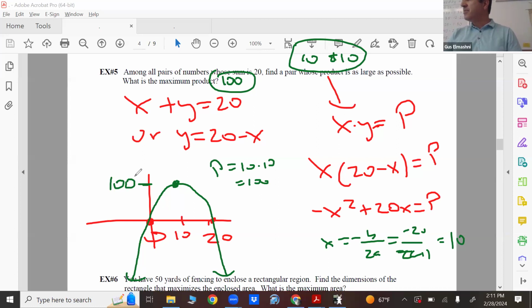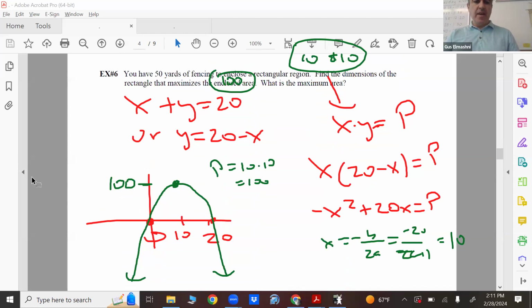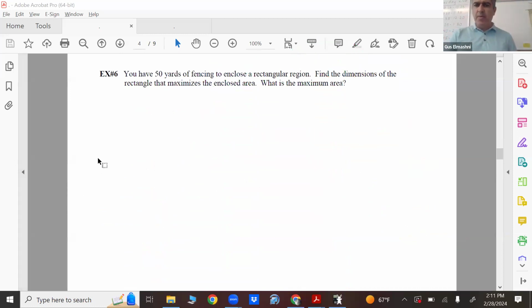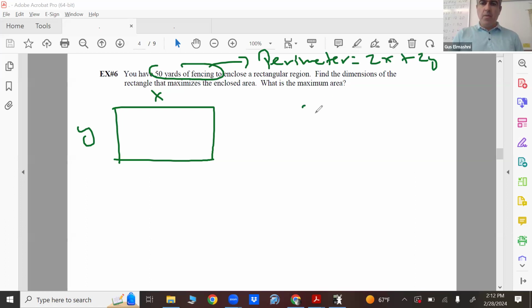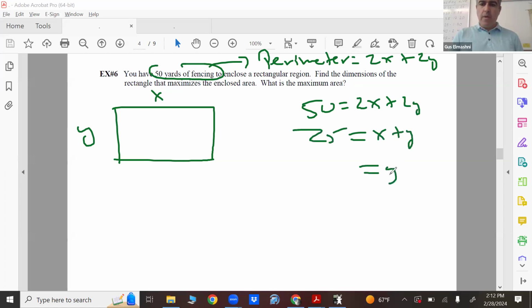We're okay? It's good? Okay. Last one. You have 50 yards of fencing to enclose a rectangular region. Find dimensions that maximize the area. Okay, so here's your fence. We'll call the sides y and x. So if you have 50 yards of fencing, that's perimeter, which is 2x plus 2y, or 50, or x plus y equals 25, or y equals 25 minus x.